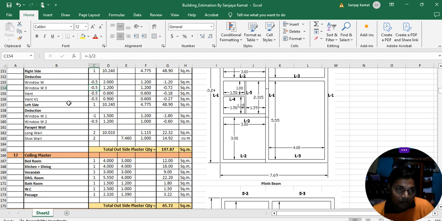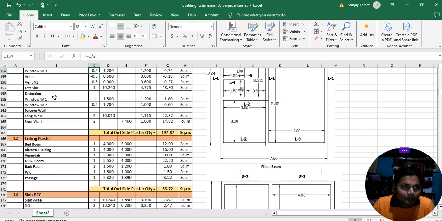So window W3: number is 0.5, length is 1.22 meter, and thickness is also 1.2 meter. Multiplying, you will get minus 0.72 meter square. Ventilation: number is minus 0.5, length is 0.6 meter, and thickness is also 0.6 meter, and multiplying you will get minus 0.18 meter square. And for ventilation 2, number is minus 0.5, length is 0.9 meter, and thickness is 0.6 meter. After multiplying, you will get minus 0.27 meter square.